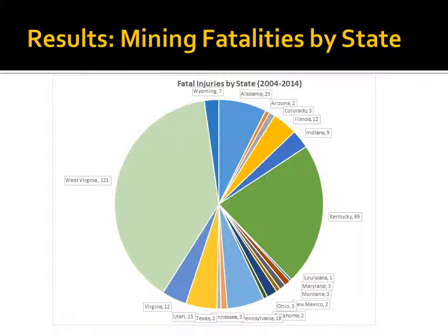So obviously these are two huge hotbeds for the coal mining industry. If you look at the data, the more fatal injuries one state has, generally the more coal mines they have as well. So that's directly correlated between the two of them: fatal injuries by state and the amount of coal mines per state.